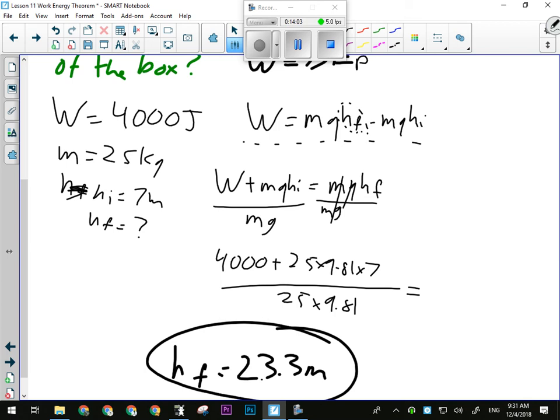I added this whole term over to the other side, which I can do because according to order of operations, before I would subtract these two numbers, I would have done all the multiplying. So really, I'm just taking this whole number over to there. It's really just one number according to order of operations. Then I have work plus the initial energy equals the final energy, and then I just isolated h final by dividing both sides by m g. That's all I did there, just manipulation and solving at the end.